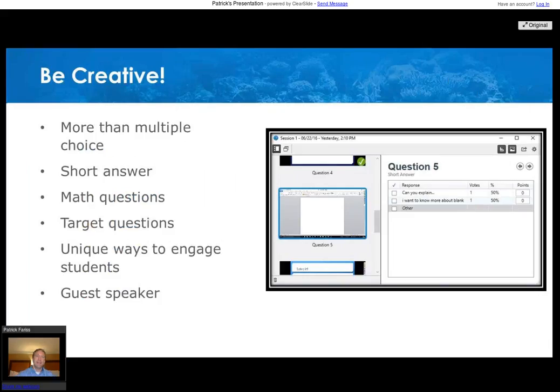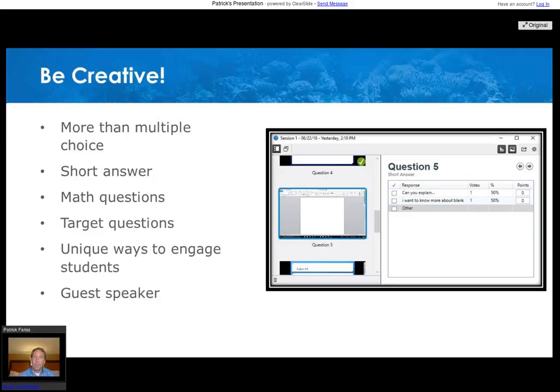So be creative. Use more than just multiple choice questions. Lots of student response systems allow for numeric answers, short answers where students can actually type words, math questions, a target question where students could select an image. So I've seen the periodic table presented to students, and students can use their device now to select a specific atom or element on the periodic table. And that's powerful because now we're using technology in a way to really engage students.